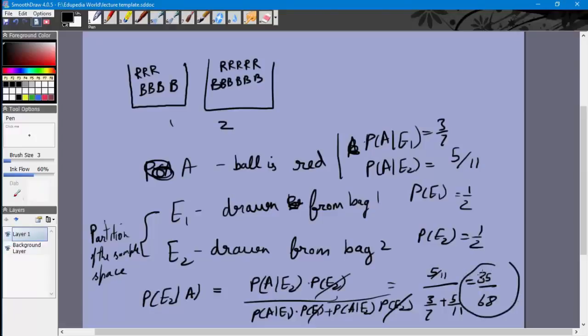So that is the probability, a little bit more than half, that the ball is drawn from the second bag if we know that the ball is red. And it sort of makes sense because there are more red balls in the second one than there are in the first one.